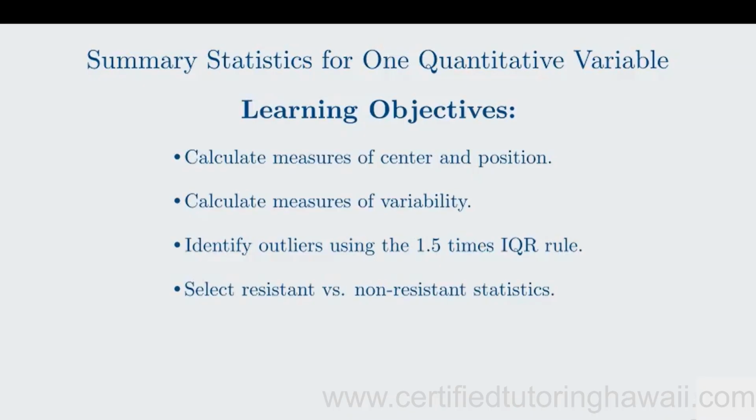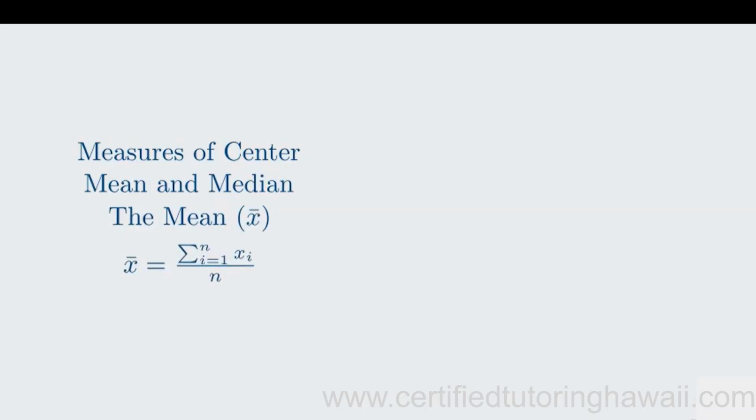Let's get started. The first thing we often want to know about a dataset is, where is the middle? We use measures of center to describe this. The two most common measures are the mean and the median. The mean, denoted as x bar for a sample, is the arithmetic average. Mathematically, we sum all the individual data points, represented by x sub i, and divide by the total number of values, n. The median is the literal middle value of an ordered dataset.